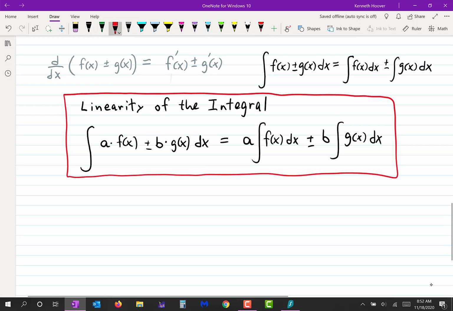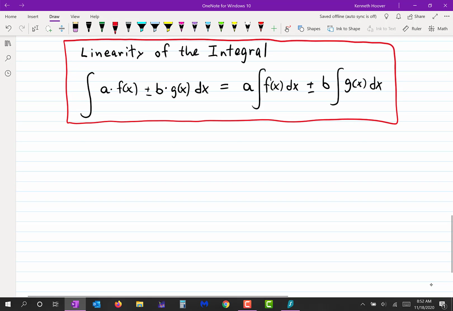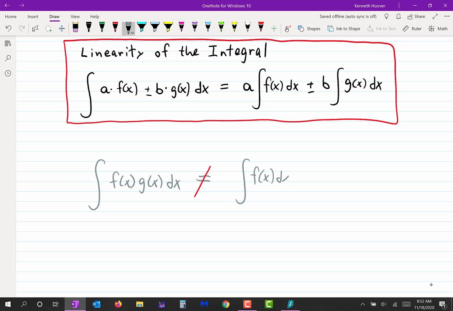Now I want to point out two things that are not true. This is very, very important. The integral of f of x times g of x is absolutely not the integral of f times the integral of g.